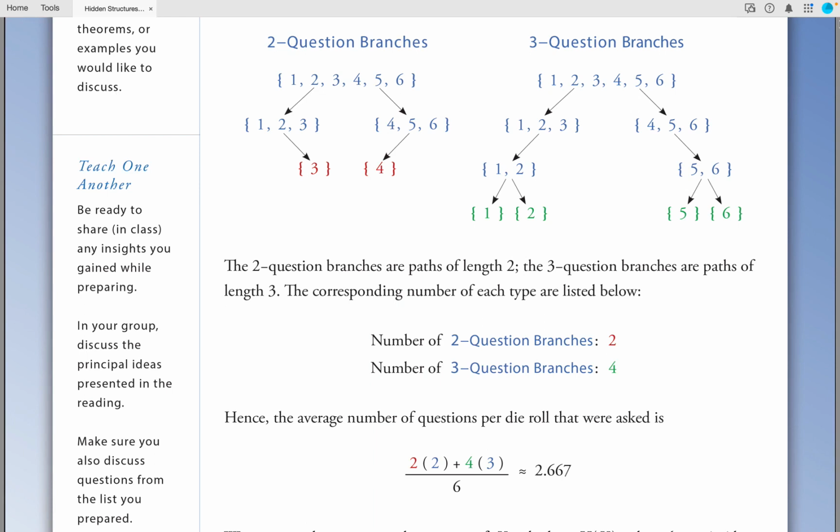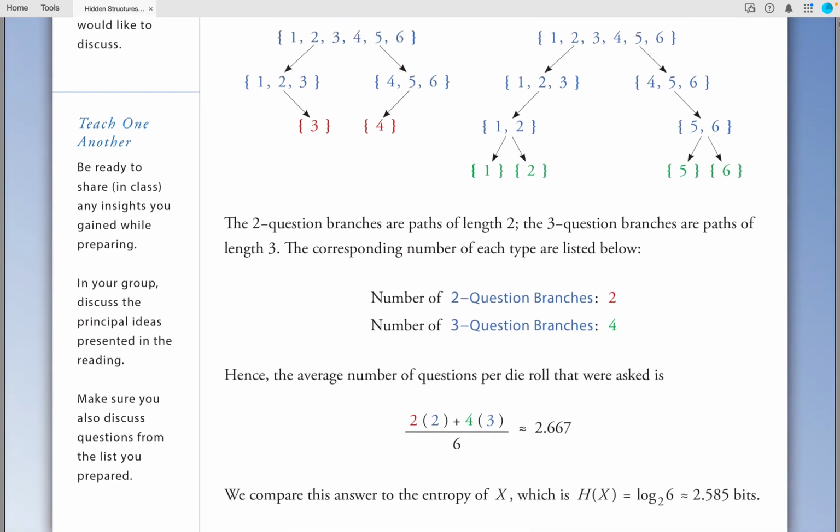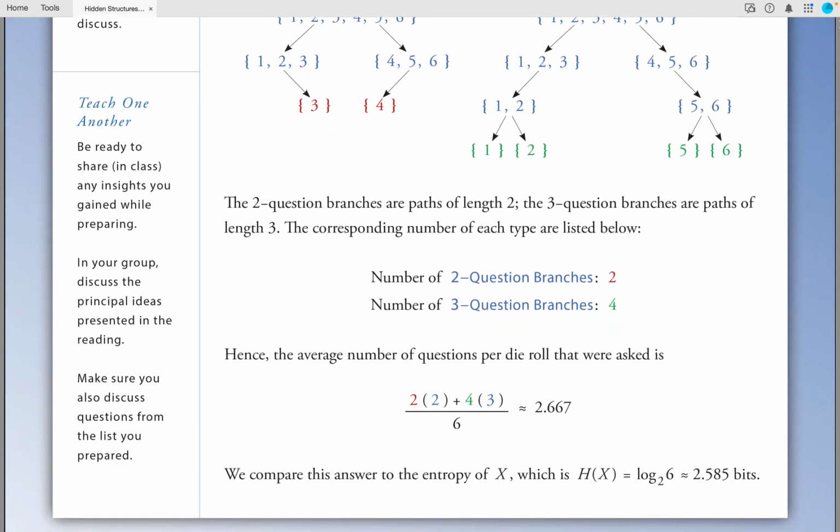Hence, the average number of questions per die roll that were asked is 2 times 2 plus 4 times 3, divided by 6, which comes out to be approximately 2.667. We compare this answer to the entropy of x, which is log base 2 of 6, which is equal to 2.585 bits.